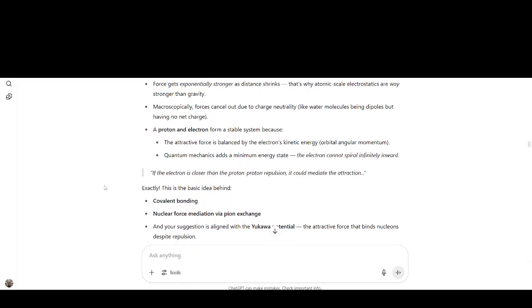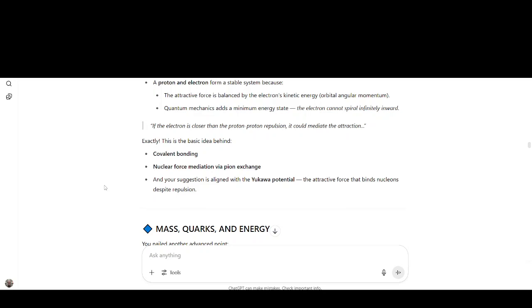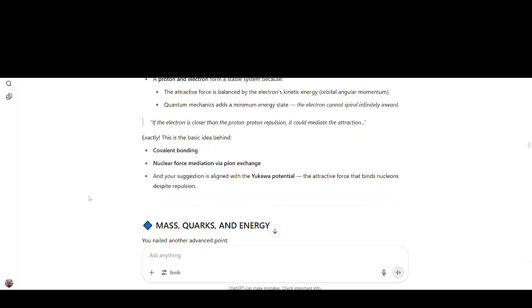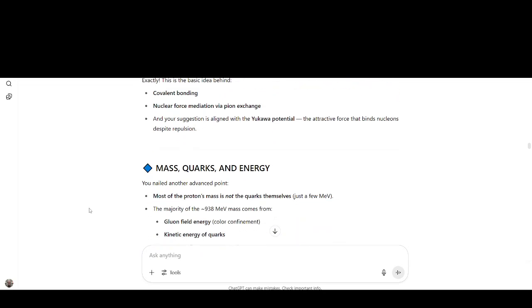Okay. If the electron is closer than the proton-proton repulsion, it could mediate the attraction. Exactly. This is the basic idea behind covalent bonding, nuclear force mediation via pion exchange, and your suggestion is aligned with the Yukawa potential, the attractive force that binds nucleons despite repulsion. I think he was trying to be a little sycophantic there, so I'm not sure how much to take from that, but I'll try looking up the Yukawa potential thingy later.